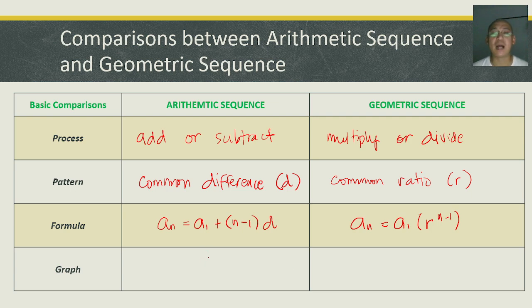How about their graph? The graph for arithmetic sequence is a linear graph. We will form a line once we graph an arithmetic sequence. And for a geometric sequence, it becomes exponential. So the graph for a geometric sequence is an exponential graph.